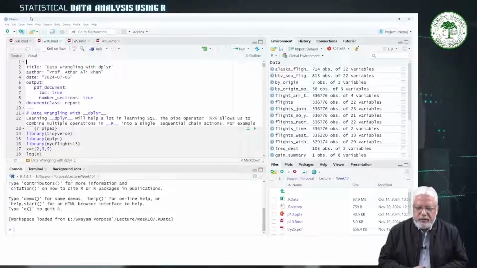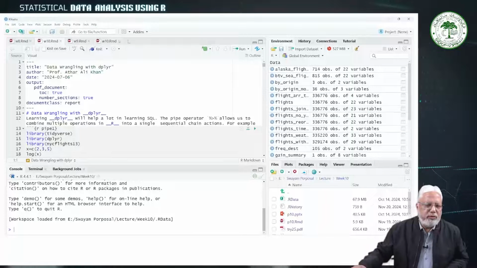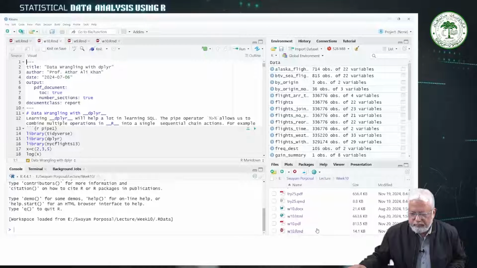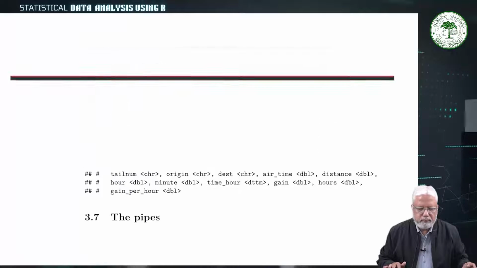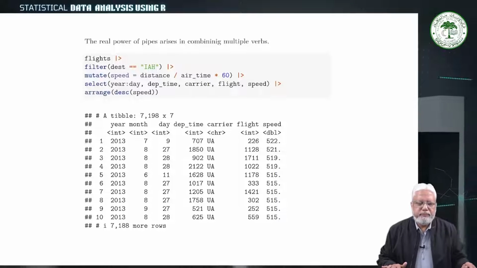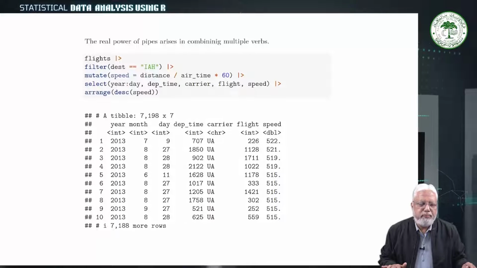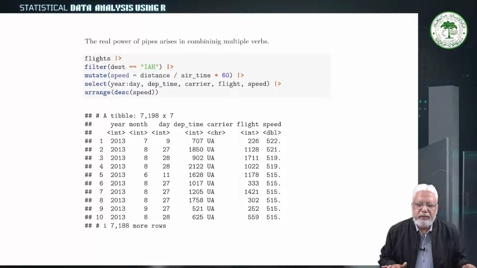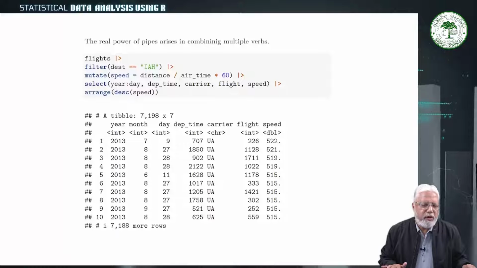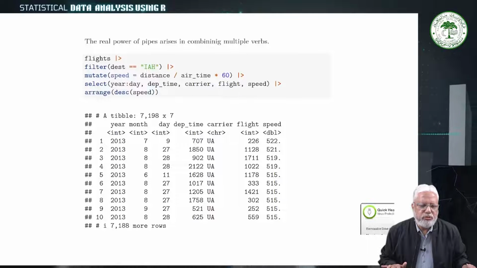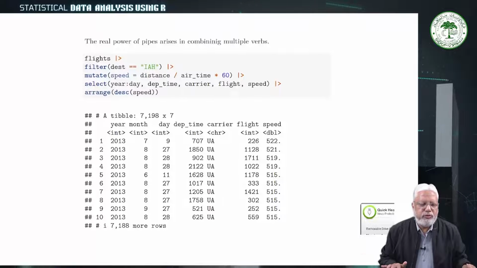My dear participants, today I am going to continue on dplyr, and we were having the pipe operator. The real power of the pipe operator arises in combining multiple verbs: flights, filter, destination is equal to IAH, and then we are using the pipe.